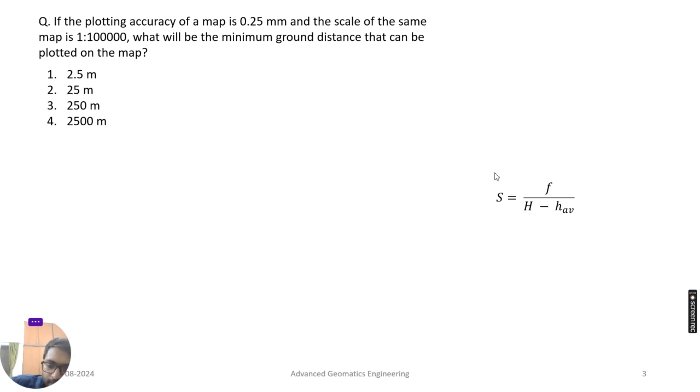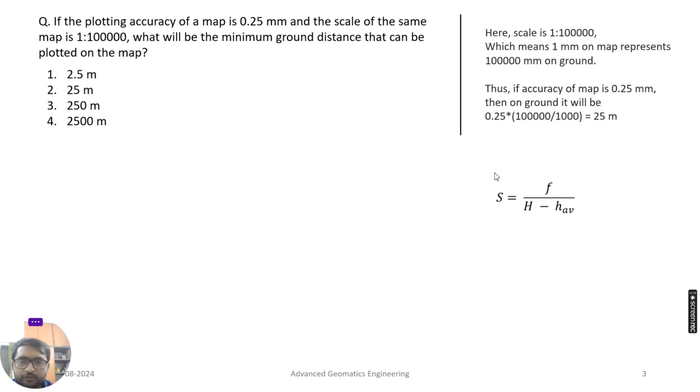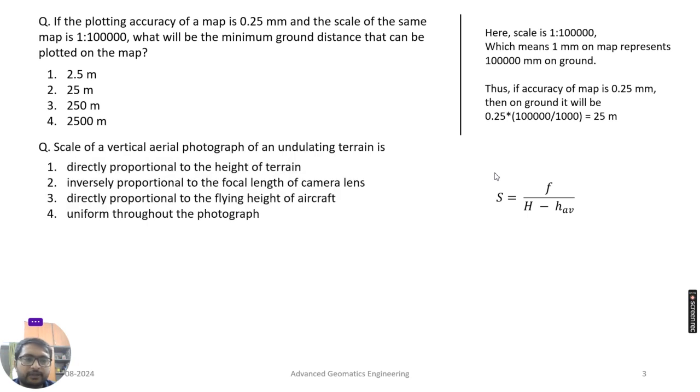So we have started with some of the questions from the previous week. The first question is where the map accuracy is given. So we have to use the scale given to us and find out the minimum distance we can find on the ground. Basically the concept of the map is 1 unit on the map is equal to 100,000 units on the ground. So using that we will convert 0.25 mm into meters, and the corresponding unit on the ground will be 25 meters.